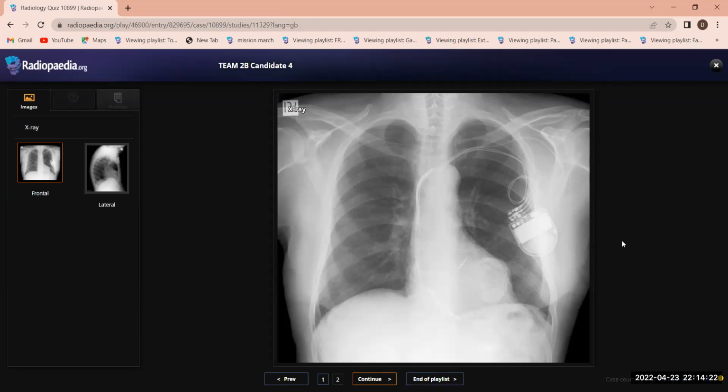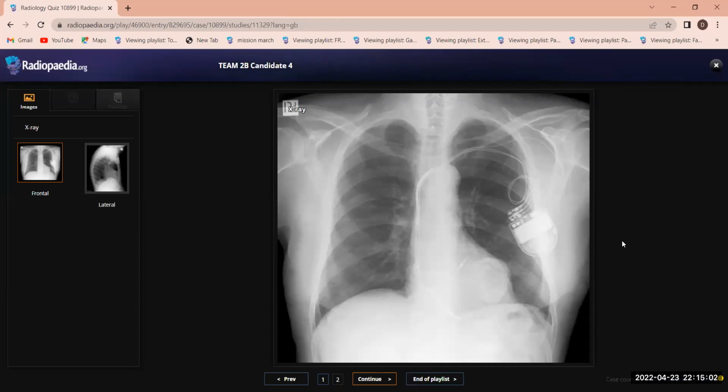I can see a dense, rounded opacity projecting in the left retrocardiac location. It's rounded and dense, so it's possibly calcified. It could be representing a partially calcified ventricular aneurysm. It could also be a lung parenchymal pathology in the retrocardiac area.